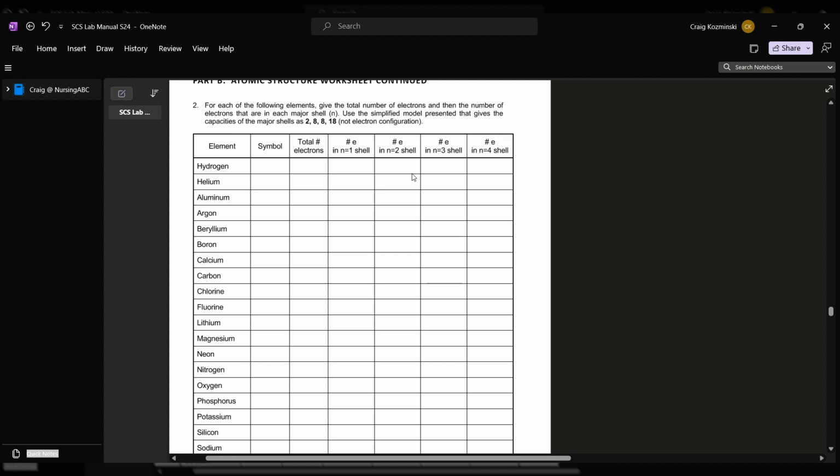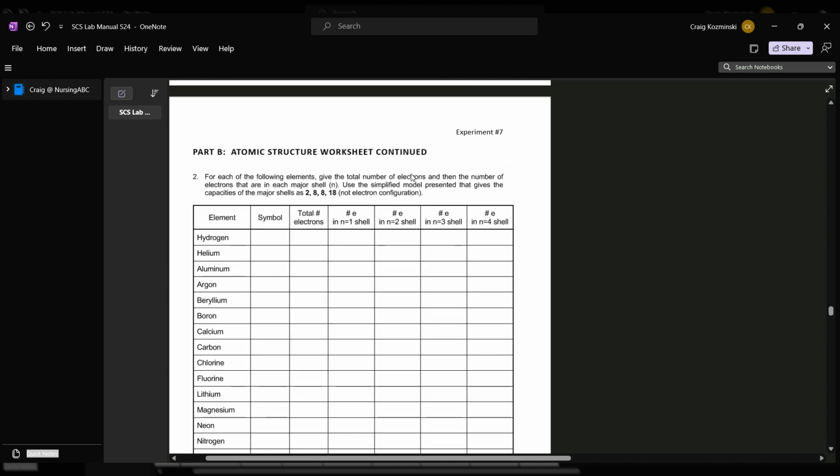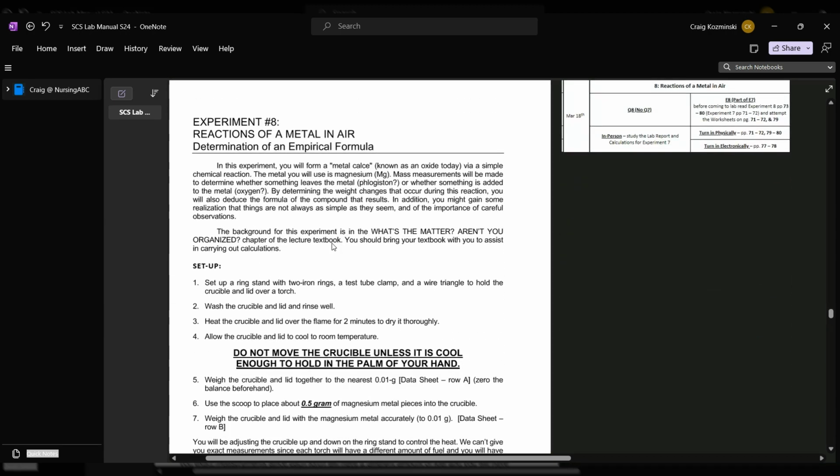Now in part B, the atomic structure, we're asking you to determine the overall total number of electrons in an atom and to fill the shells according to the pattern of 2, 8, 8, and 18. And so if we were to find the symbol for hydrogen on our periodic table, hydrogen has the symbol H, and it has a total of 1 electron, equal to its atomic number. Its 1 electron is going to go into the n equals 1 shell, and then we will have 0 electrons in our second, third, and fourth shells. So using this pattern, please complete pages 71 and 72.